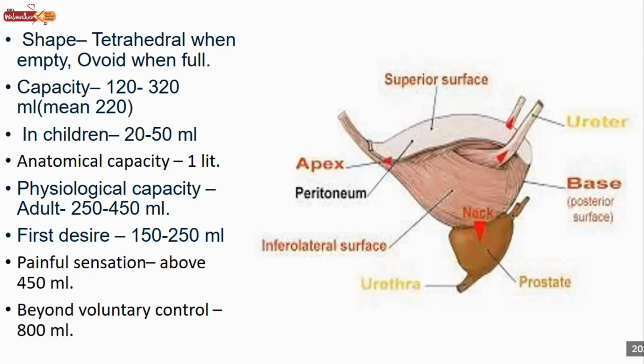The capacity of the bladder: mean capacity is 220. In children, it is 20 to 50 ml. Anatomical capacity is 1 liter, and physiological is about 50 to 450. The first desire to micturate is when the urine stored is about 150 to 250. When it becomes above 450, the person gets a painful sensation. And beyond voluntary control, the bladder urination goes, that is when it is 800 ml.